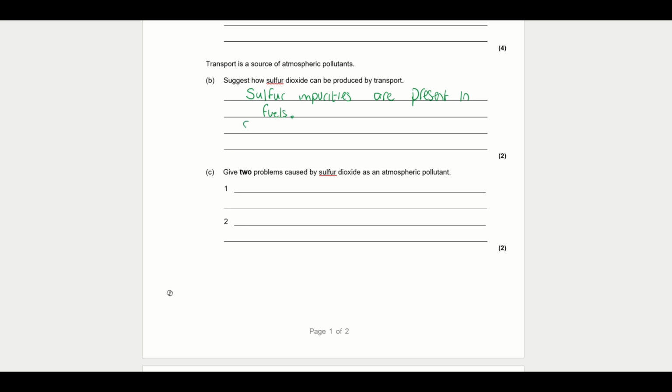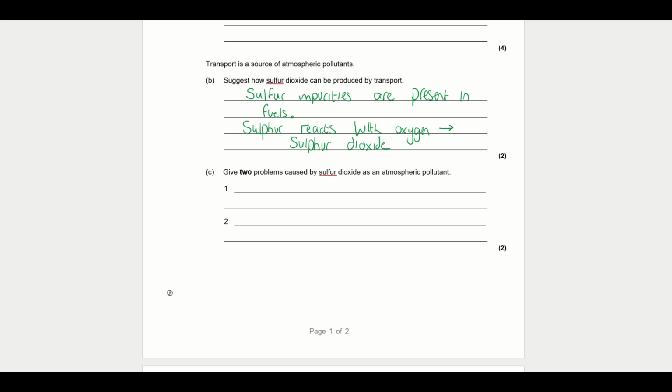So that sulfur then reacts with oxygen. So it reacts with oxygen in the car engine, and that produces sulfur dioxide. Okay, so it reacts with oxygen to produce sulfur dioxide in the car engine. And that's because air goes into the engine as well as the fuel, and that mixture is inevitably going to produce that sulfur dioxide product.